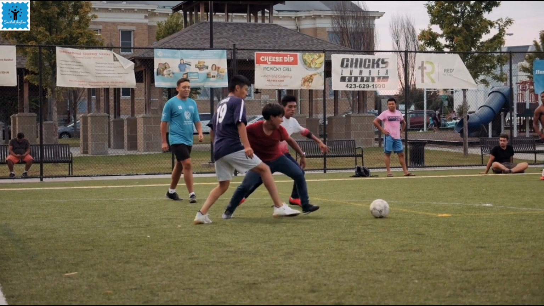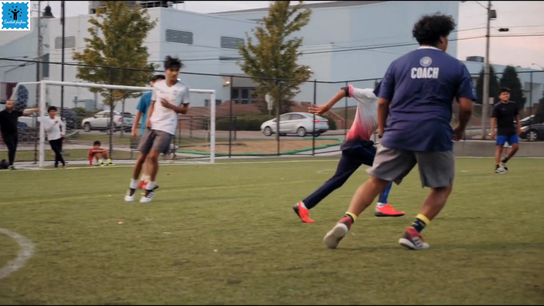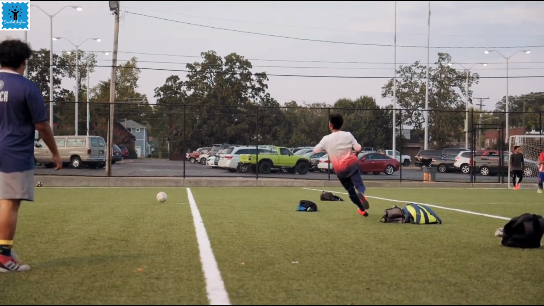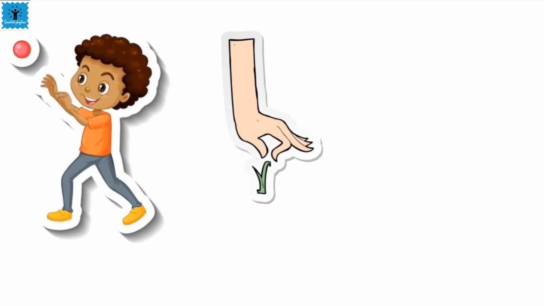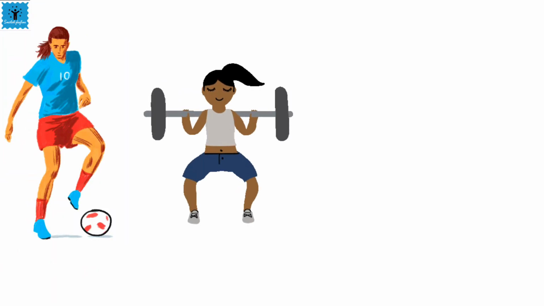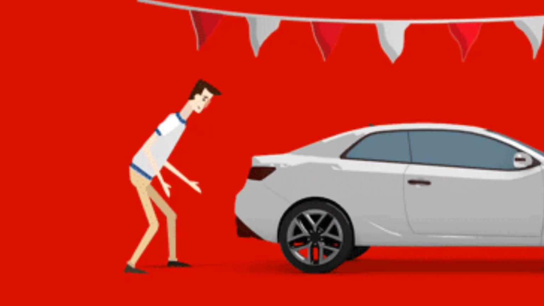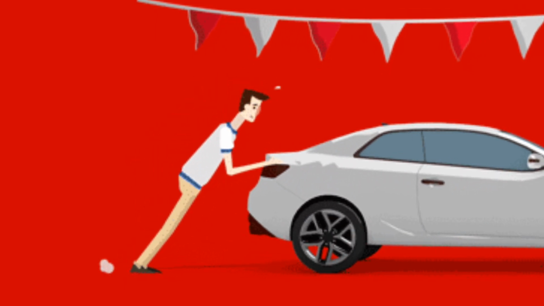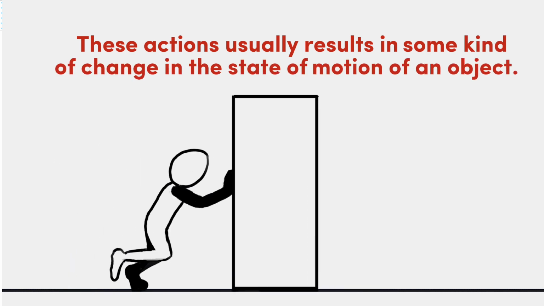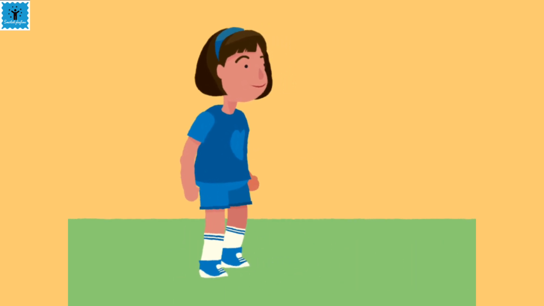Let's take a simple example. When we play football, what do you think you do to make a football move? So we often say that a force has been applied on a ball when it is kicked, pushed or thrown. Actions like throwing, picking, opening, shutting, kicking, hitting, lifting, pushing, pulling are often described as certain tasks. Each of these actions usually results in some kind of change in its state of motion. Like when we kick the ball, it starts to move from its resting position.